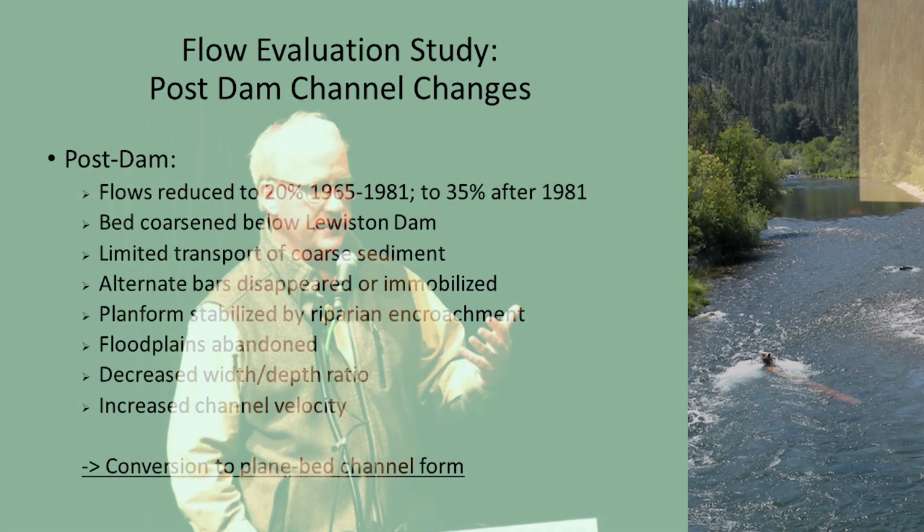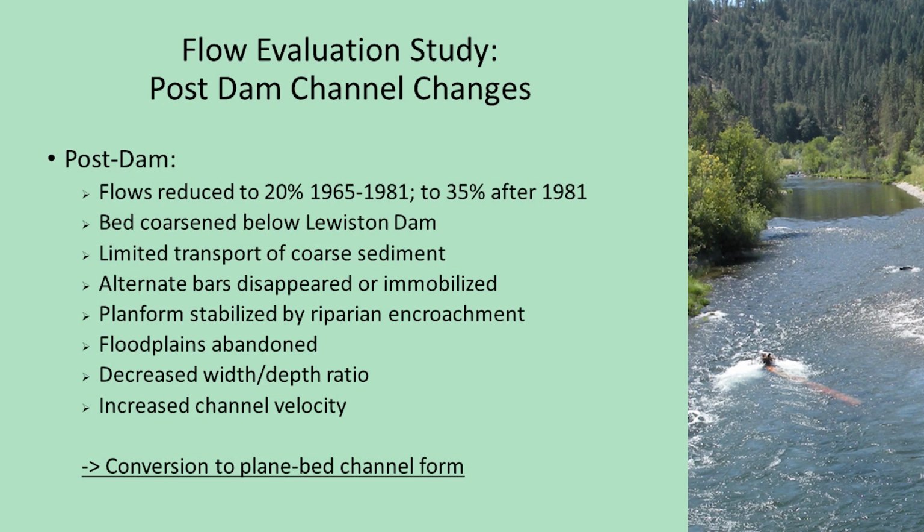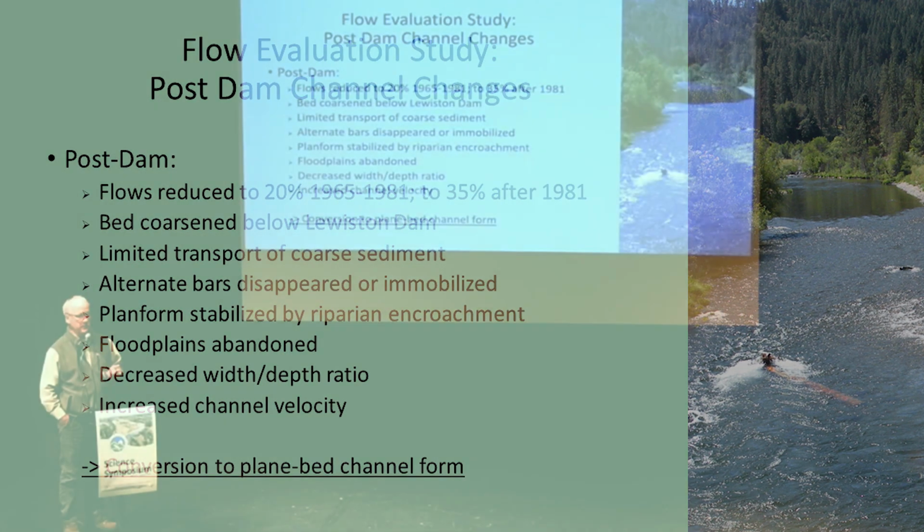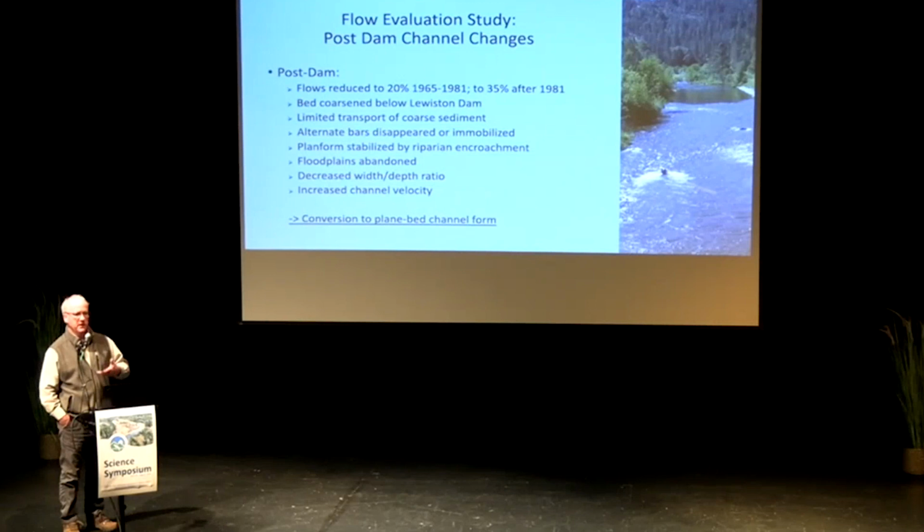Post-dam, the flows were greatly reduced, originally down to 20% for about a 20-year period. At that time, there were impacts noted, and the water flows were increased to about 35% of the total flow coming into the reservoirs. What we saw happen is that the bed coarsened below Lewiston Dam, which is typical of dams. You cut off the gravel supply, you still have water releases. It's going to move the mobile sediment out of the reach, which isn't replaced.